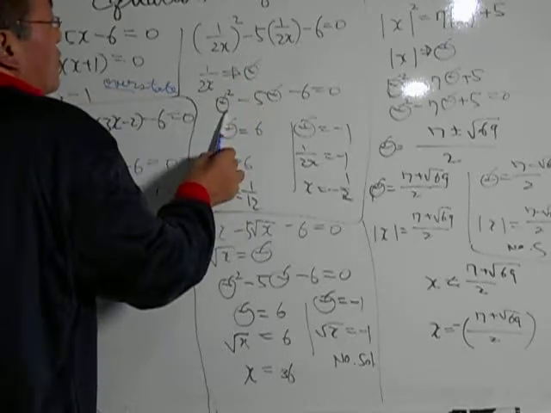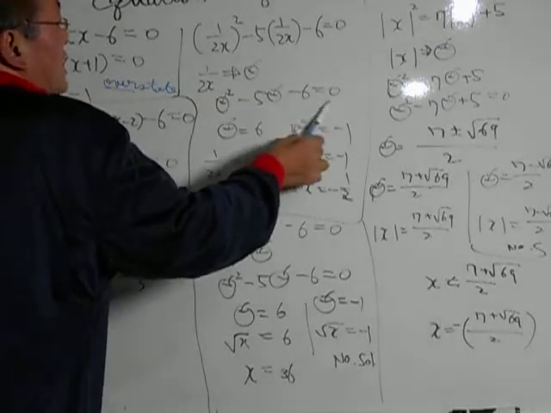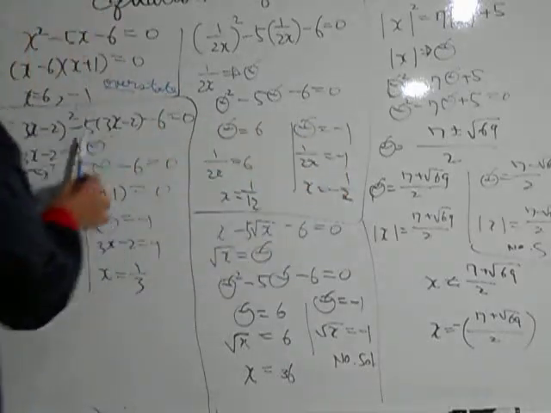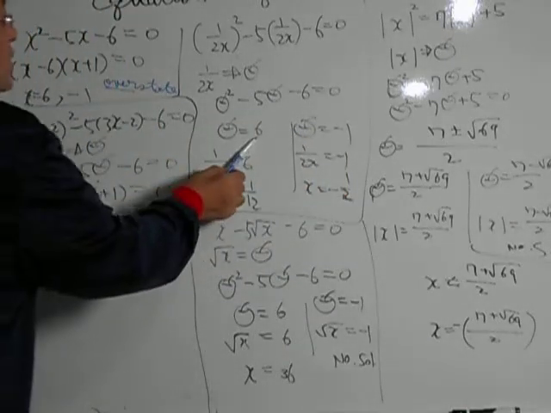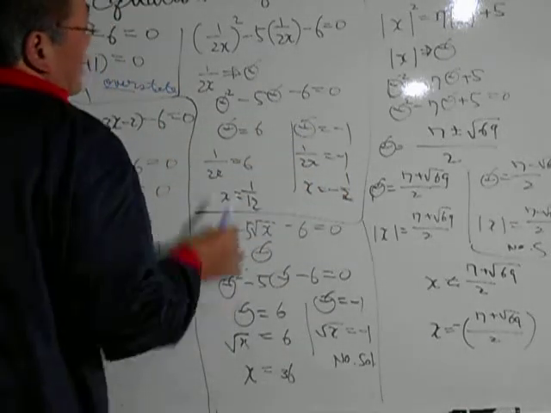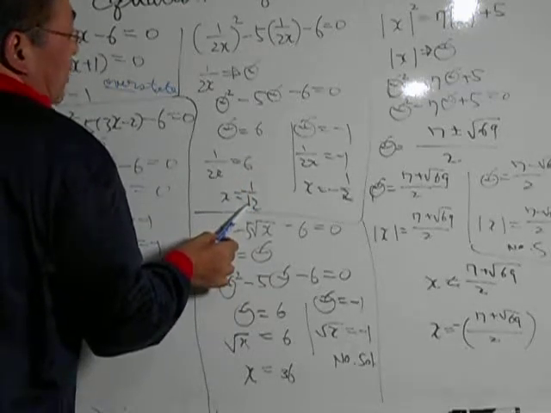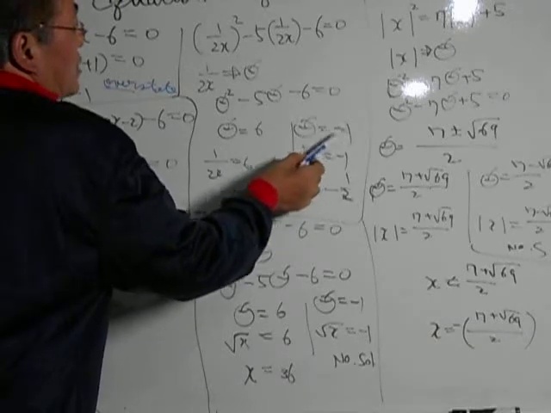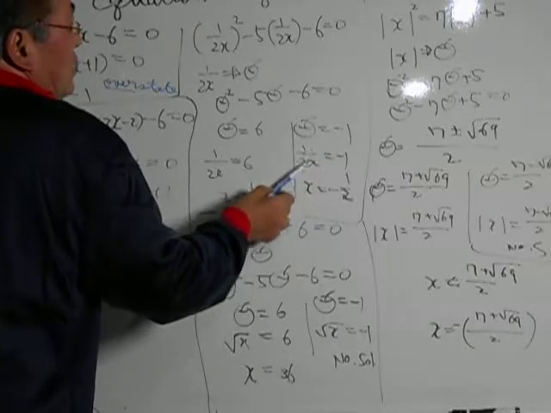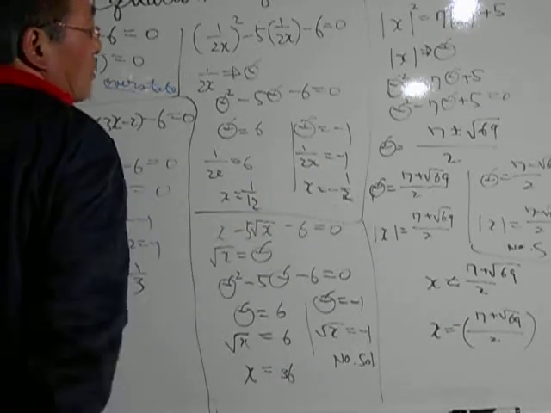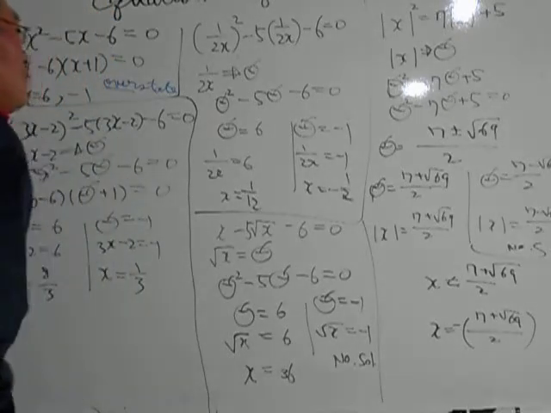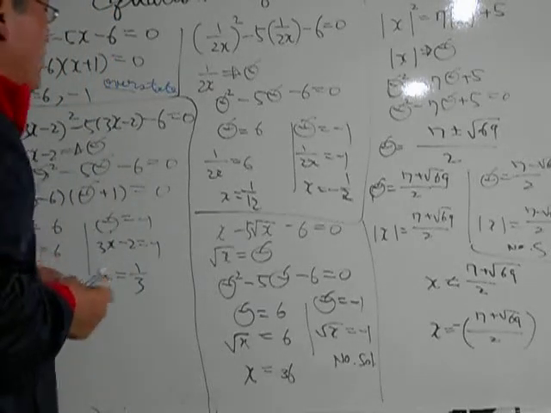So this is apple squared minus 5 apple minus 6. We solve this over here. So apple is 6, apple is minus 1. What's inside apple? 1 over 2x. So x is 1 over 12. Apple is minus 1, this is 1 over 2x, so x is minus 1/2. Everything very similar.